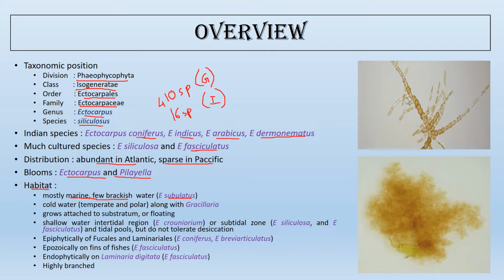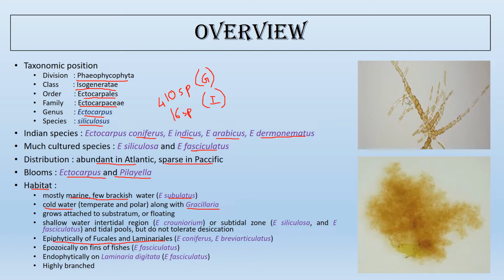And in cold areas, the brown alga Ectocarpus is found growing along with the red alga Gracilaria. They are found growing attached to any rocky substratum or coral reef, or they grow epiphytically on other brown algae, especially those belonging to the orders Fucales and Laminariales.